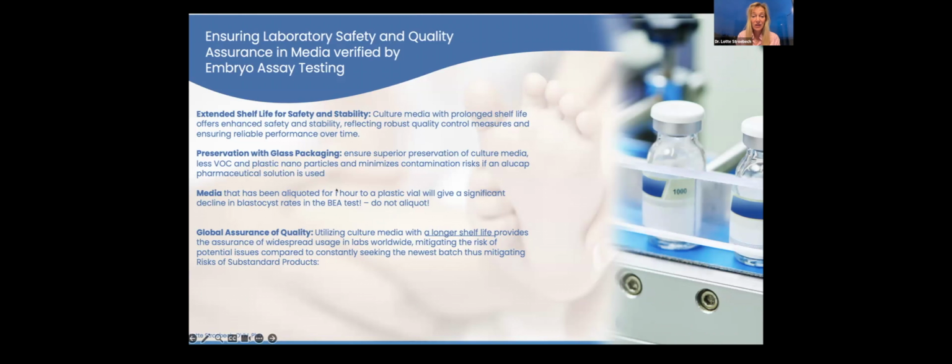Glass packaging ensures superior preservation of culture media. There are fewer VOCs, and plastic nanoparticles are a huge thing now being found everywhere. So this is another way you can invite uninvited things into your lab. I put this in my slide just recently, having attended a human conference. Media that has been aliquoted for one hour into a plastic vial will give a significant decline in blastocyst rates in the BIA test. So do not aliquot.